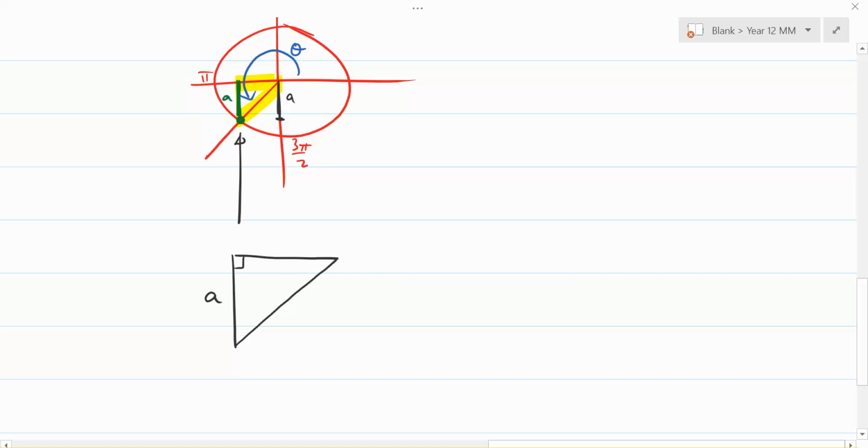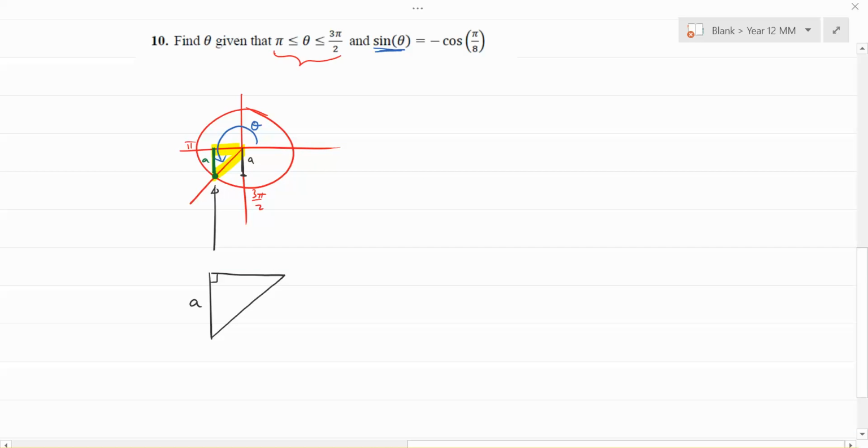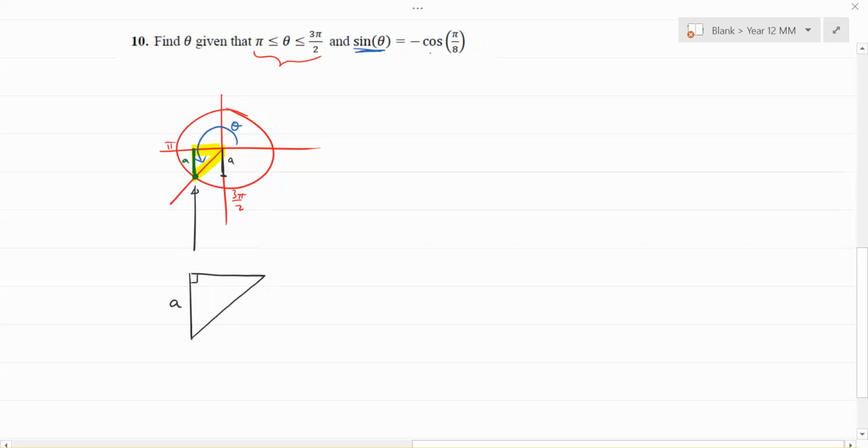I need A. Okay, so that's what I need. This triangle on the left is what I need. What have they given me? They've given me negative cos of pi on 8. Again, I don't know what cos of pi on 8 is. I'm going to draw it.